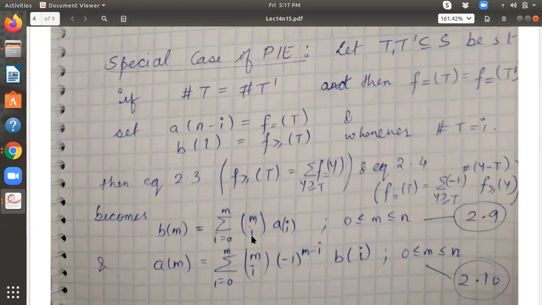M choose I. And what is this really? What is this Y? Is it a superset of T? Yes. So this was choosing I elements from an M element set, and then you keep on going up in your ladder. If you try to see from top to bottom, what you're really doing is that, fixing some y, you are just seeing the difference until t.